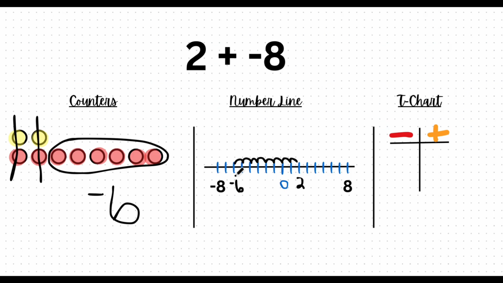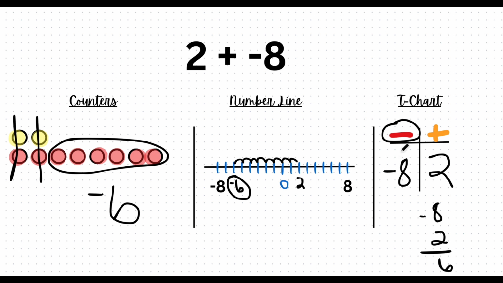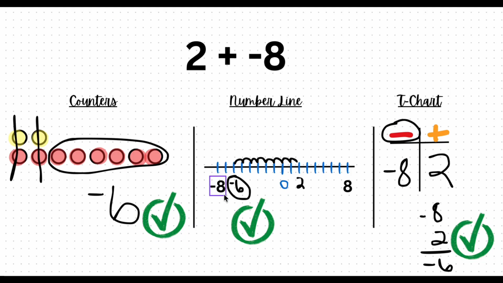Now we're going to do our T-chart. We're going to fill in our +2, and we have a -8. Do we have more positives or more negatives? We have more negatives. How many more negatives do we have? We subtract the 2 numbers, and we see we have 6 negatives. So that therefore, positive 2 plus a negative 8 is equal to a negative 6. And there we go, equals a negative 6.